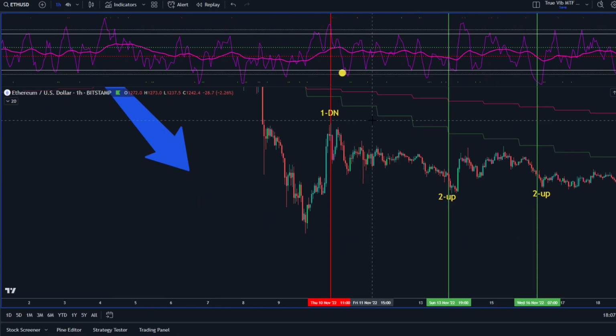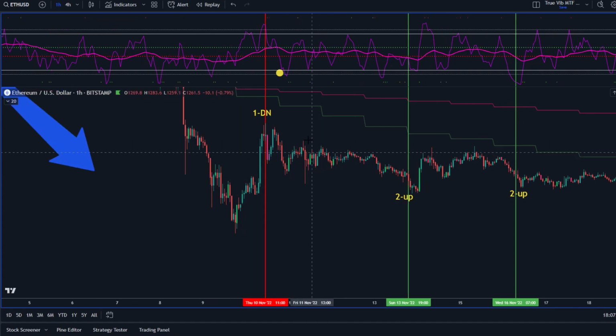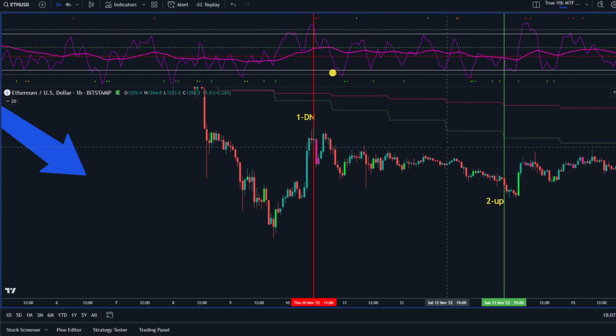But with that said, I am going to show you now a couple of other scenarios, everything else that we just looked at, but while looking at it from that reduced time frame, right?